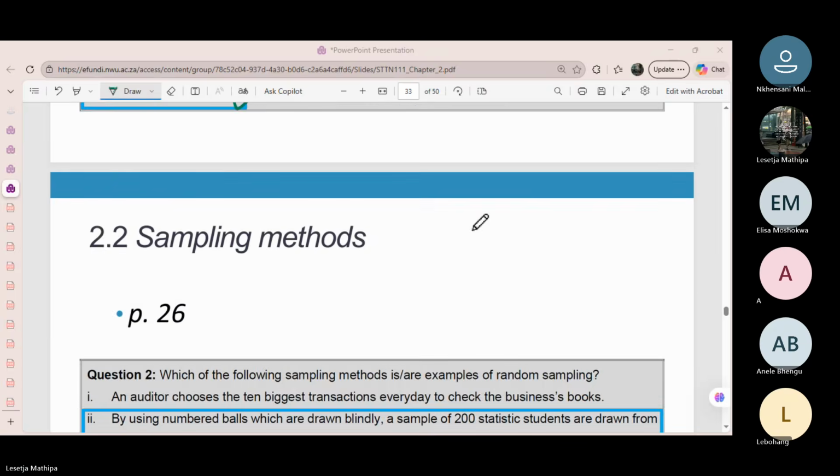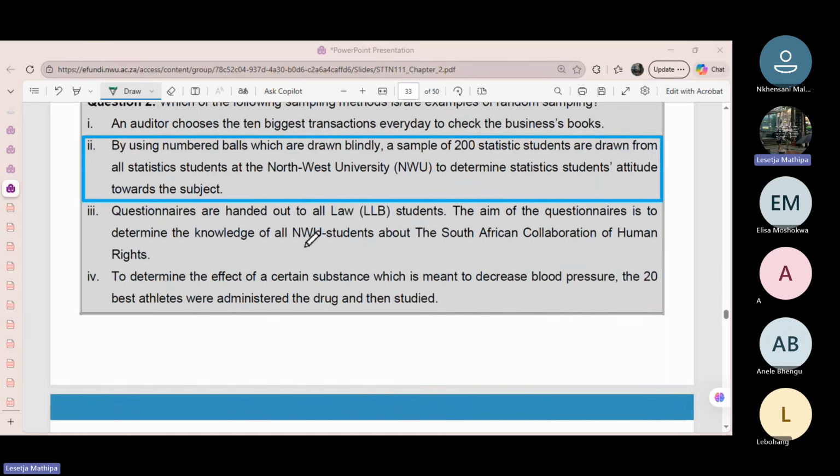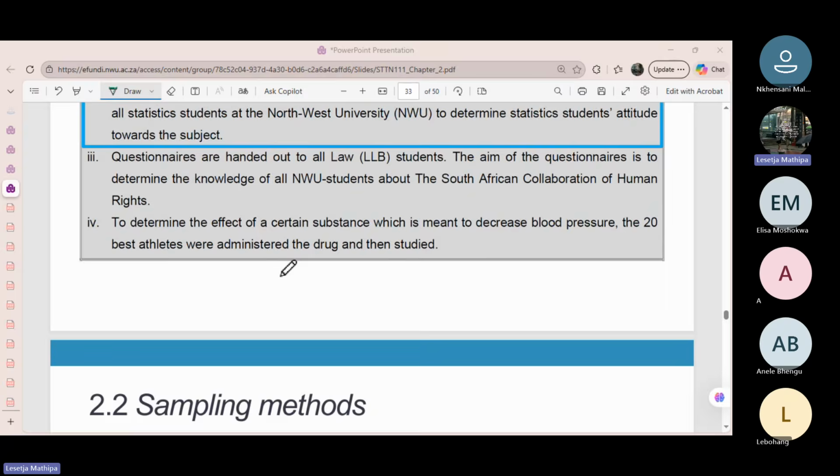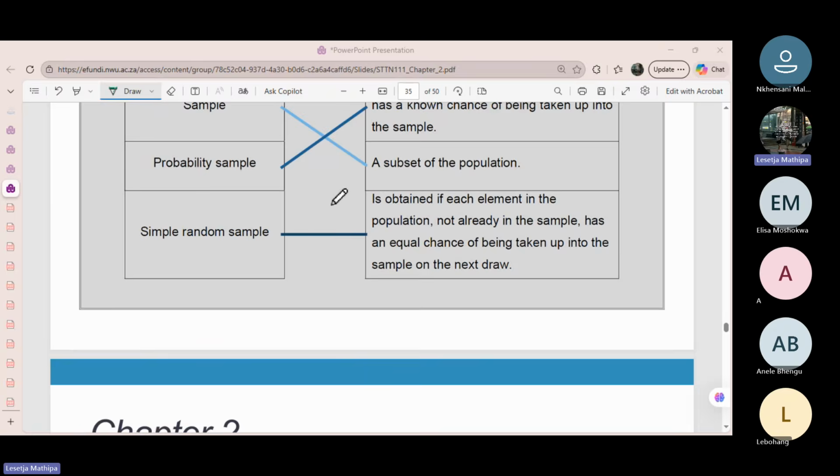All right. This is another example here. We can also look at this one on the slides. Another question here. Here it is. And this is just a matching.